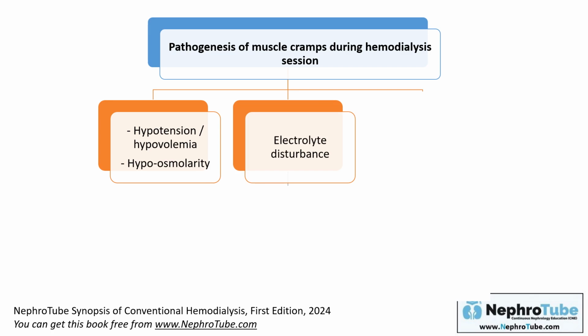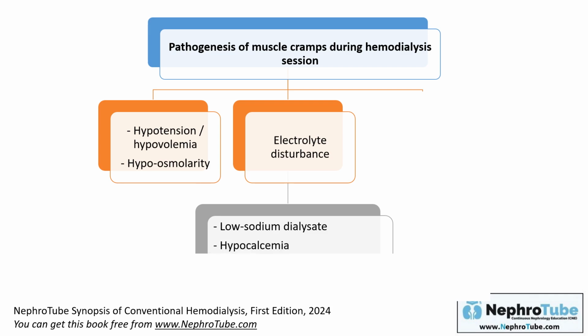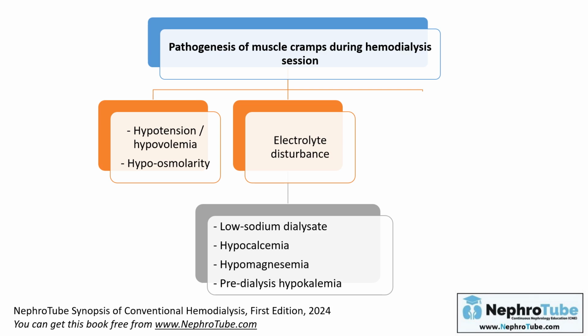The next may be electrolyte disturbance. Electrolyte disturbance may be the cause of muscle cramps. For example, as I mentioned, if you are using low sodium dialysate, this may precipitate cramps, maybe due to the hypoosmolarity in the blood that is caused by this low sodium dialysate. Also, hypocalcemia will precipitate cramps. Hypomagnesemia will precipitate cramps and is related to resistant cramps to treatment. And finally, if there is pre-dialysis hypokalemia, this may precipitate cramps, especially if you are using low dialysate potassium less than 2 millimole per liter.